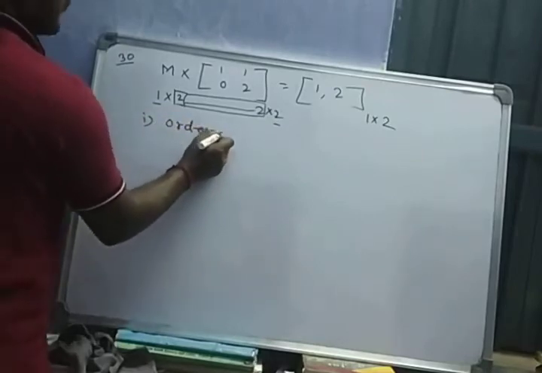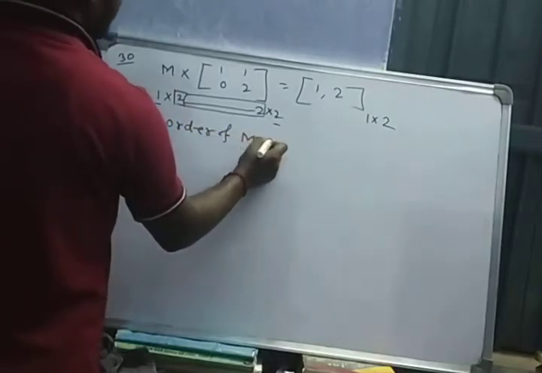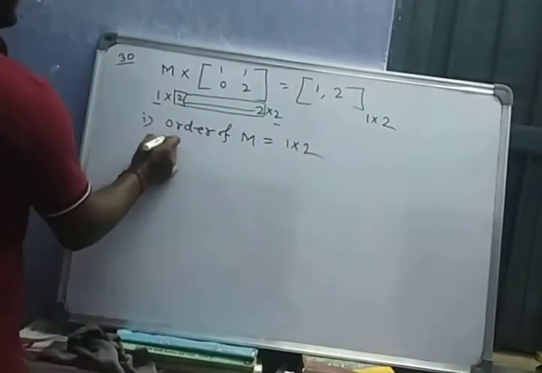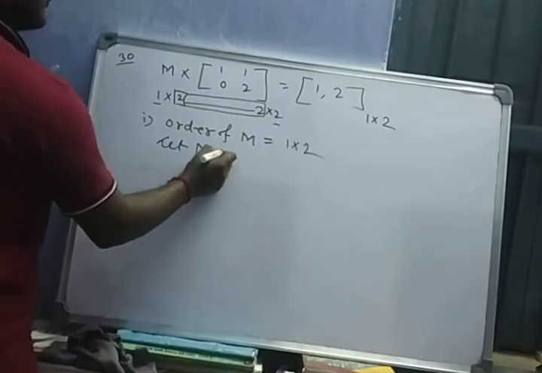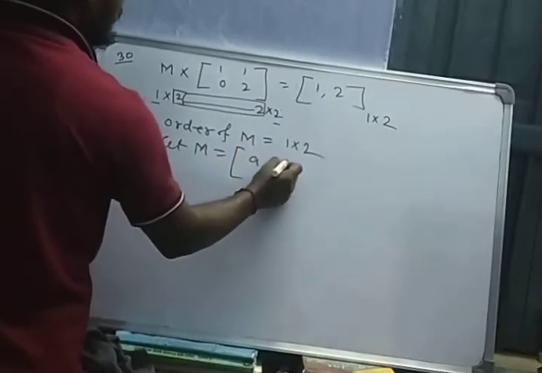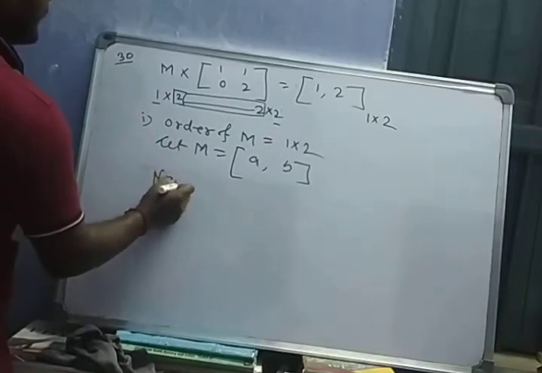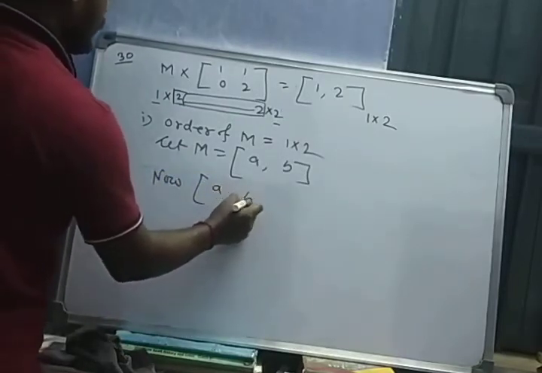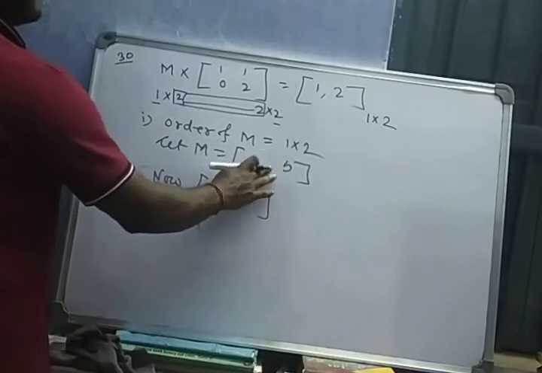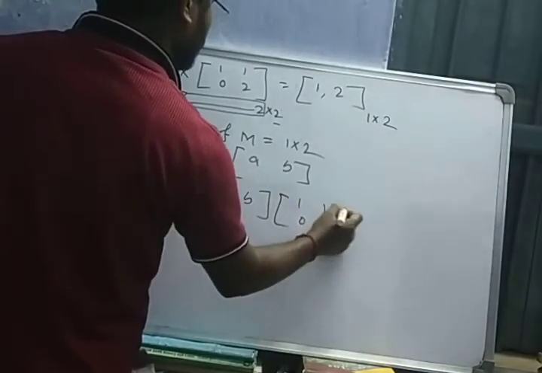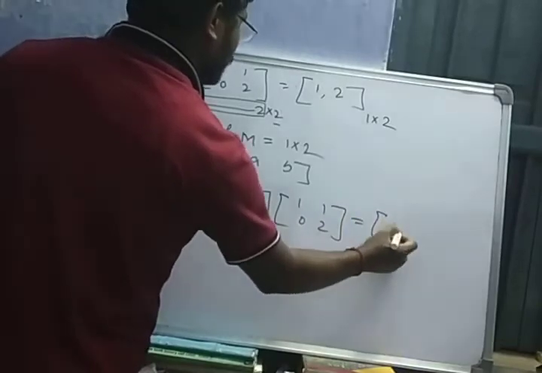of M equals to 1 cross 2. Let M equals to a comma b. Now put the value of M. Now a comma b into 1 1 0 2 equals to 1 2.